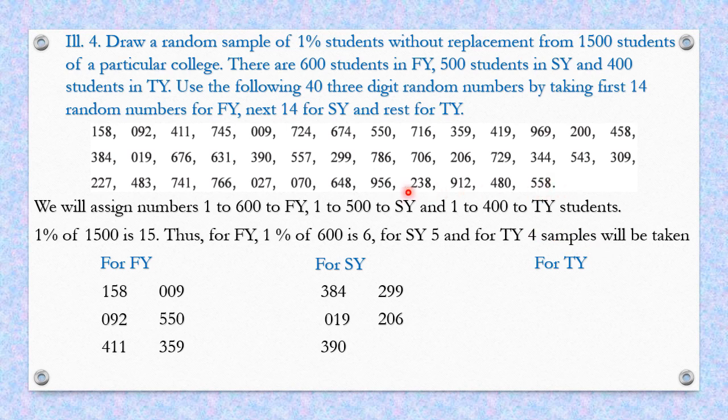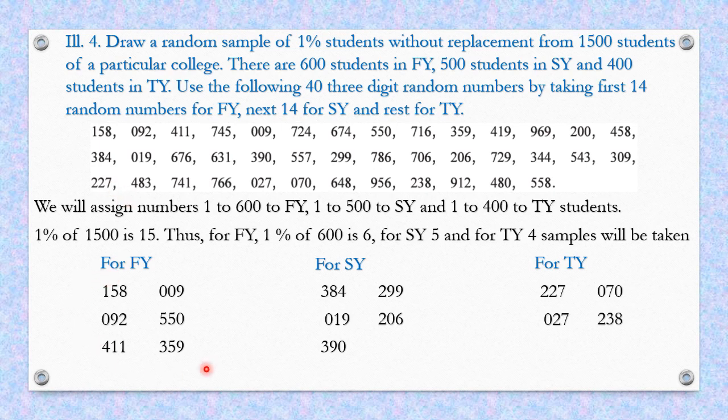Any value greater than 400 will be ignored because the maximum number is 400, so anything above that cannot be selected, right? So first is 227, ignore 483, 741, 766, then 027, 070, and then ignore 648, and then take 238 because we have to ignore 956.